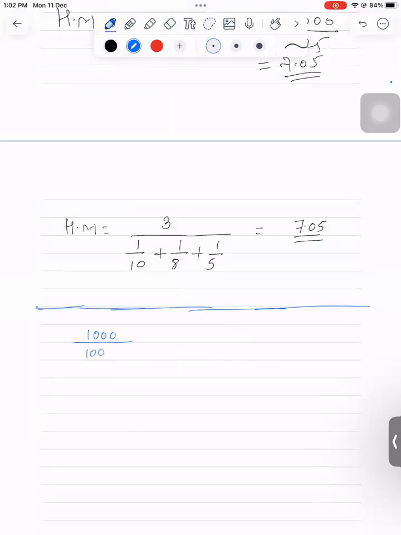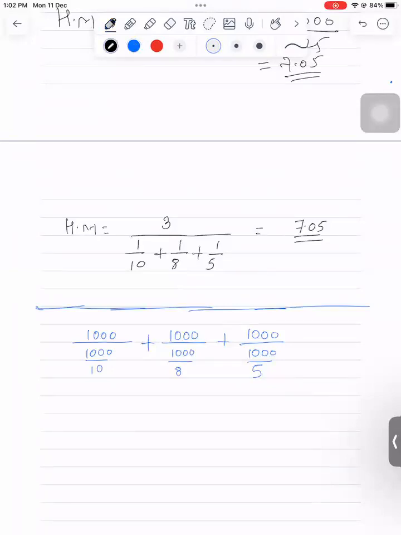In January, we have accumulated 100 units, and you get 100 units from 1000 divided by 10. Same for Feb. In Feb, we invested 1000, and in the denominator, we accumulated 125 units, 1000 divided by 8. In March, we invested 1000, and in the denominator, 1000 divided by 5, 200 units we have accumulated.